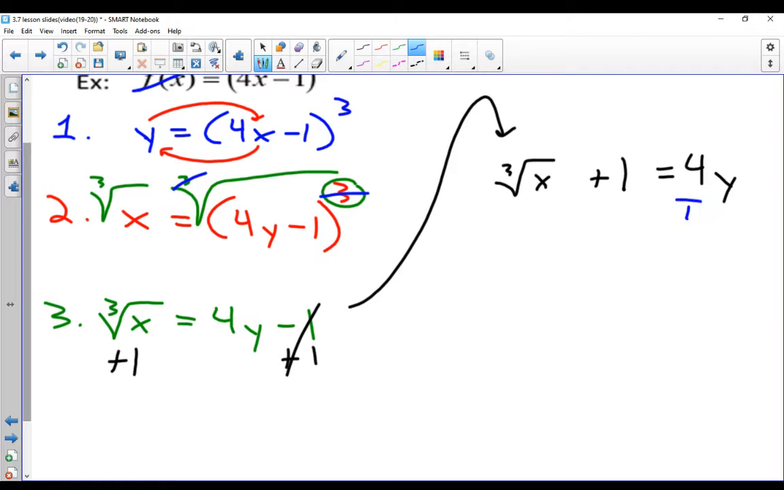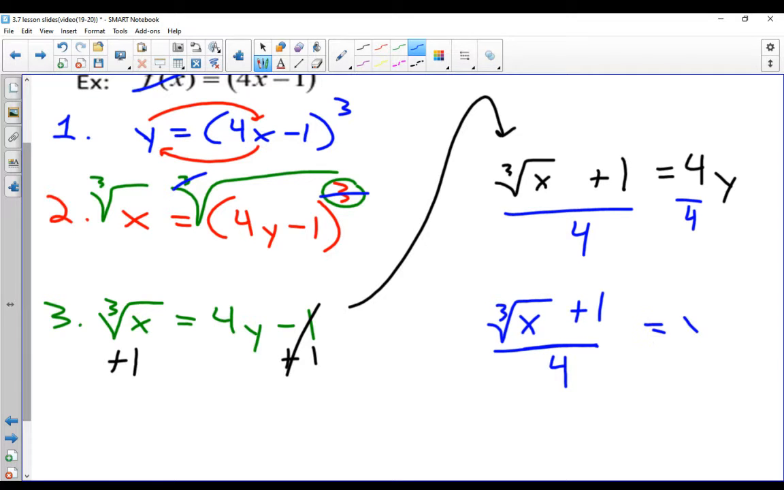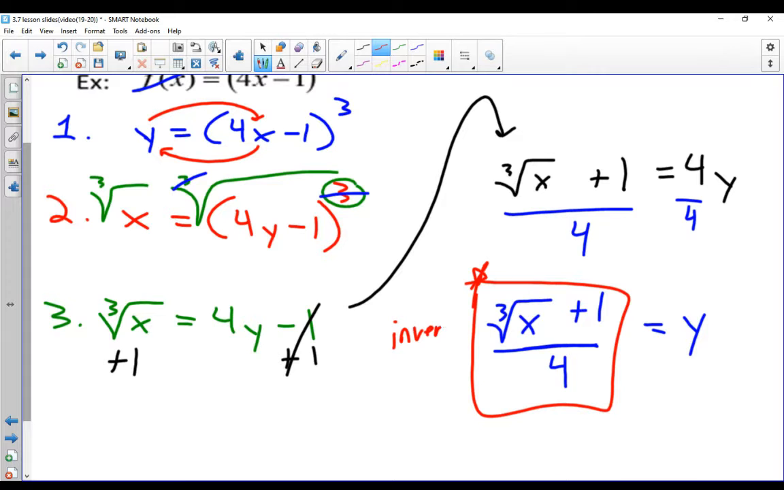Then we're almost done. Just divide by 4. So now (cube root of x plus 1) all divided by 4 is equal to y. And now that your y is officially alone, congratulations, you have your inverse answer. So in other words, your inverse, f to the power of negative 1 of x, is equal to (cube root of x plus 1) all over 4. Done. And again, you don't need to put this notation. The Hawks program will do that for you. Just type in this equation and you're done.